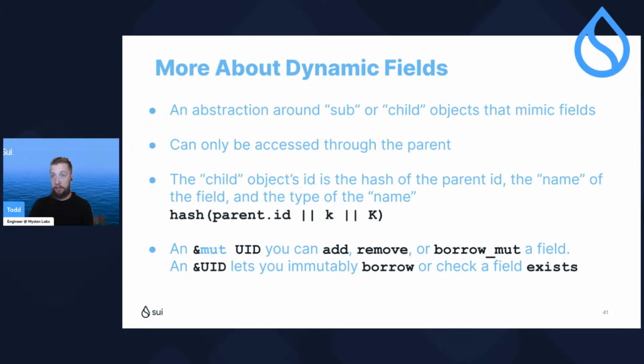You can go look at the modules in the Sui framework for dynamic fields. You'll see that you can add or remove or mutably borrow dynamic fields if you have an ampersand mut UID. And the ampersand, just a read-only reference to the UID, lets you immutably borrow or just check for dynamic field existence. And we saw that in the upgrade example where we just checked for the dynamic field existing.